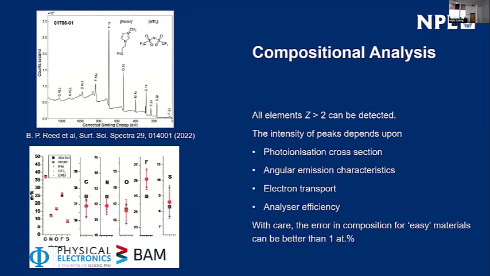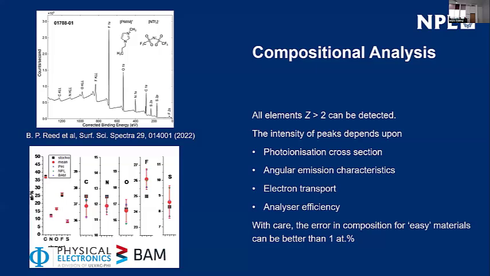So, if you're doing compositional analysis, what you need to do is understand how different atoms respond to X-rays. So that's understanding the photoionization cross sections. Then you need to know where those electrons are going in space, so you have to understand the angular emission characteristics. In a solid, you've got to understand how the electrons get transported through the solid. And then at the end of all of that, you've got to understand that your analyzer may not be identically efficient to all electrons at different kinetic energies. So you have to understand the analyzer efficiency.